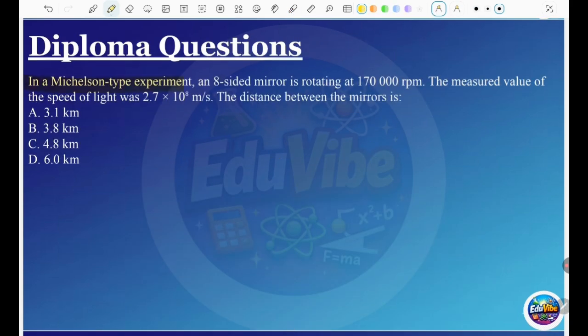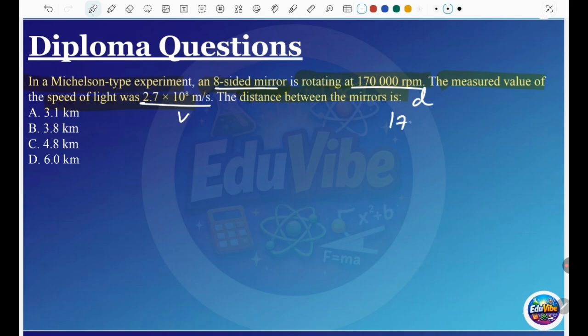In the Michelson type experiment, an eight-sided mirror is rotating at 17000 rpm. The measured value for the speed of light is 2.7 times 10 to the power 8 meters per second. We have to find the distance between the mirrors as well. So we have to find the distance, and we have to find the t in this, and we have a speed, which is our v. We have an eight-sided mirror, so this is something we have to define over there.